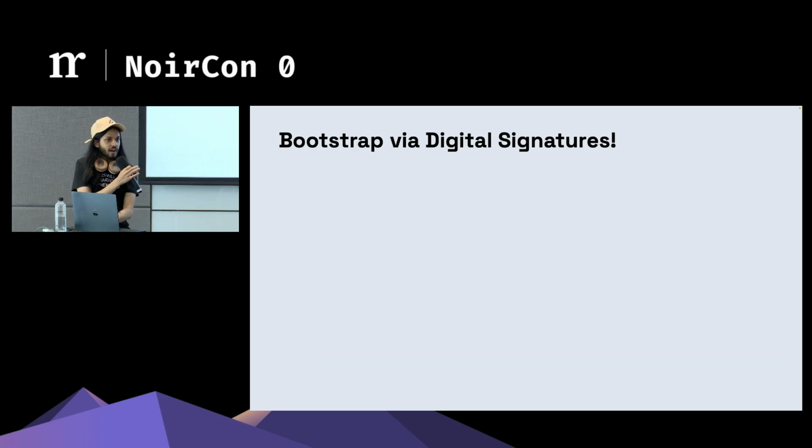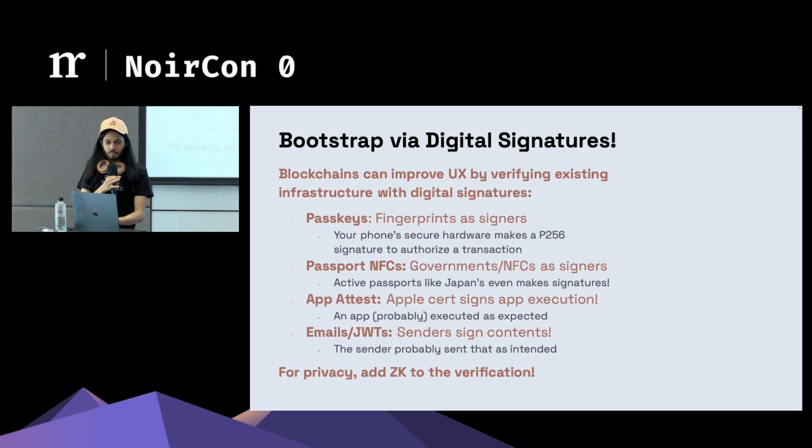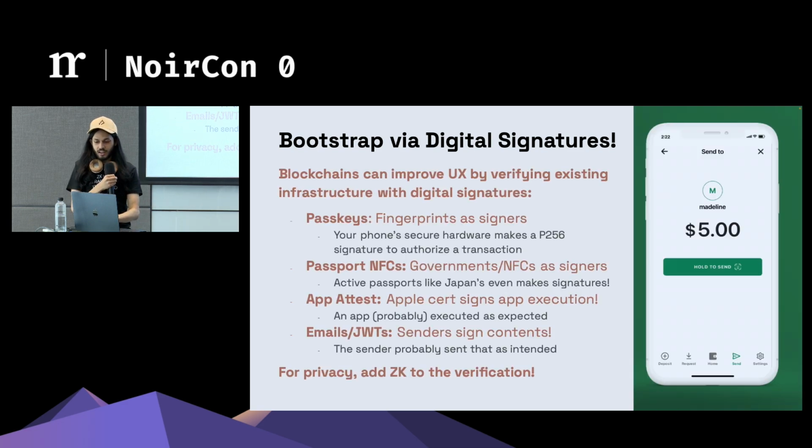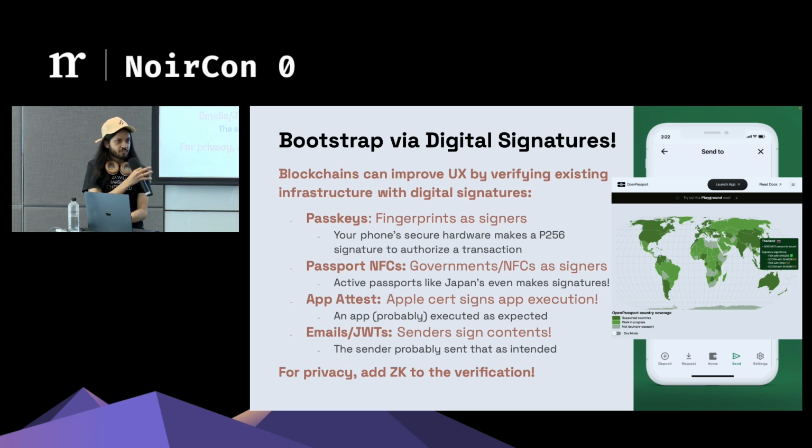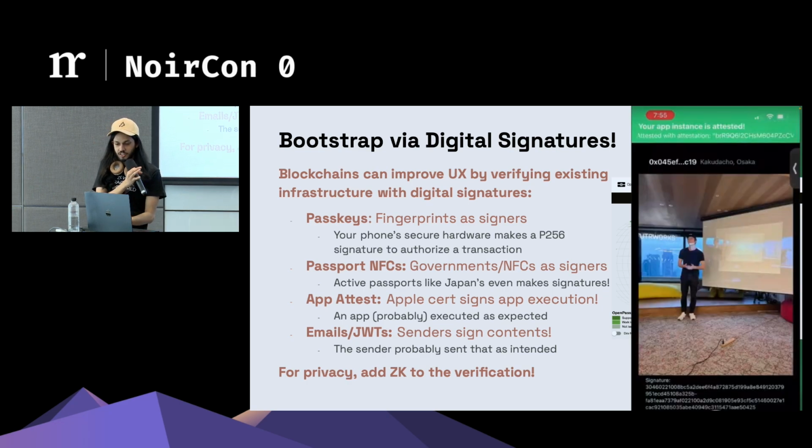And so what specifically can you do with these proofs? Anything you have a digital signature of, you can basically prove very easily in ZK proofs. And we've seen this a bunch. People have done things like passkeys, which let you send money with fingerprints, passports, which let you verify you're from a certain country and use selective disclosure. App Attest lets you claim that an app executed correctly on your phone, and Apple signs that yep, that was the correct binary executing.